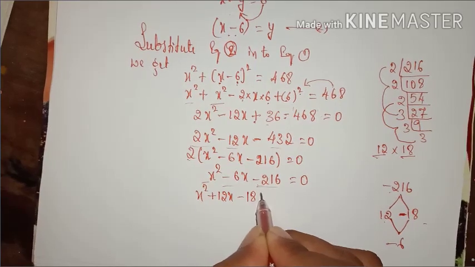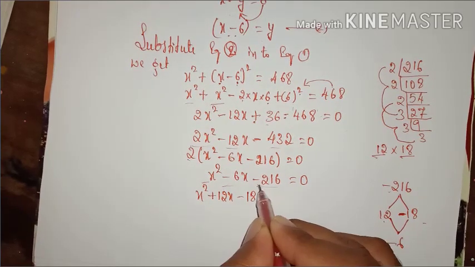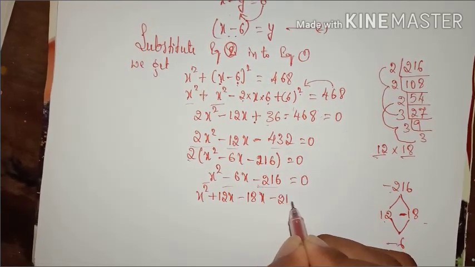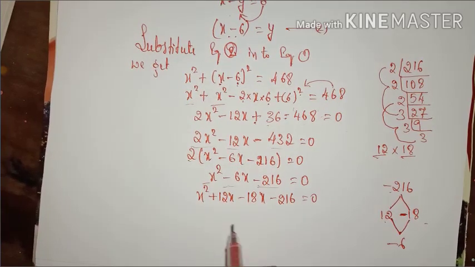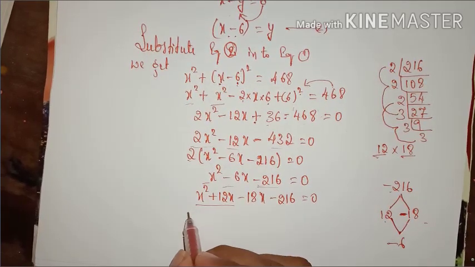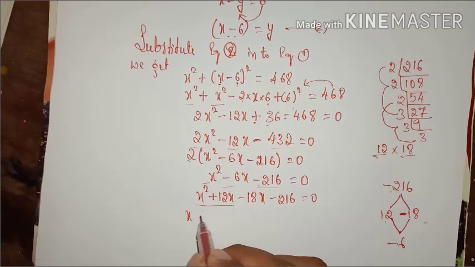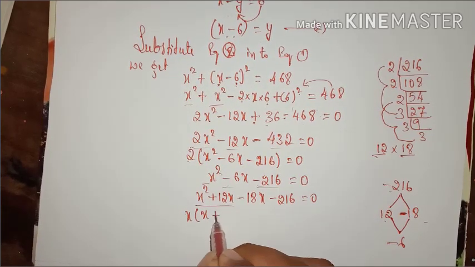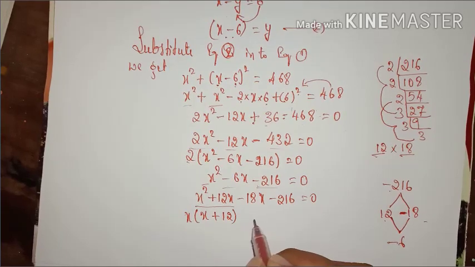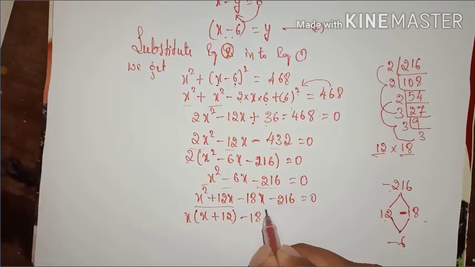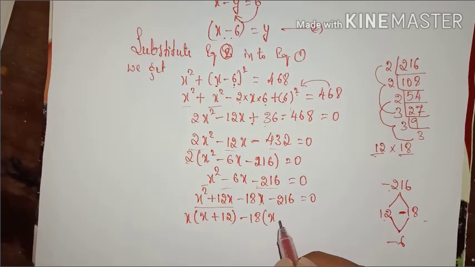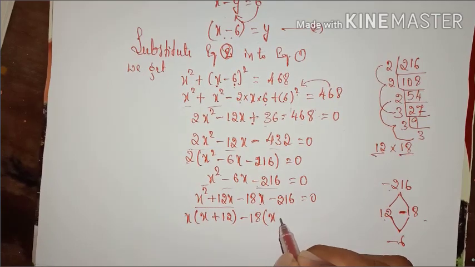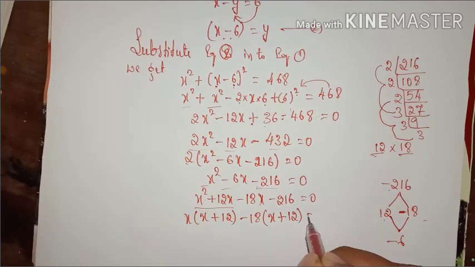So now let us write x², plus 12x, minus 18x, and what is left? Minus 216 equals 0. For the first two terms, what is common? Yes, of course, x is common. What is left? x plus 12. Here minus 18 I can take common, so x is left plus, and minus I took out, so definitely it is plus 18 times x plus 12 equals 0.